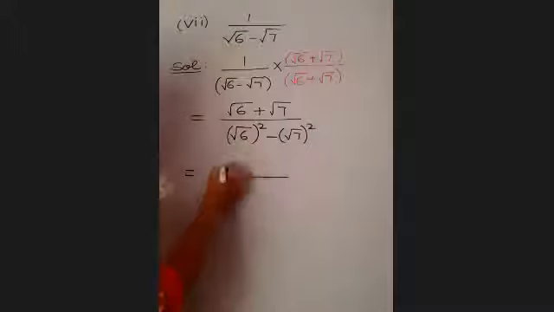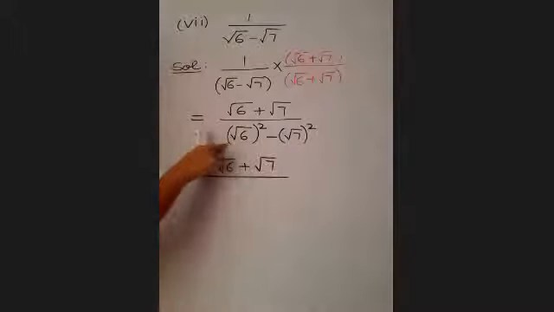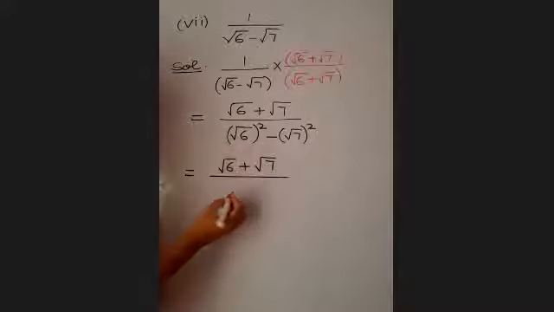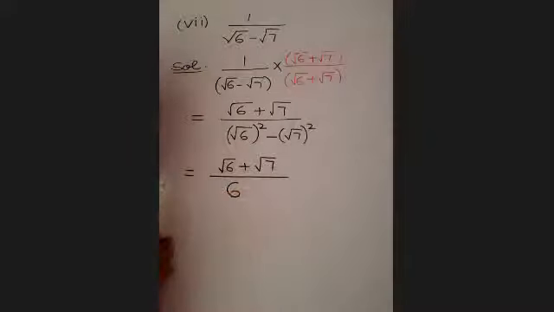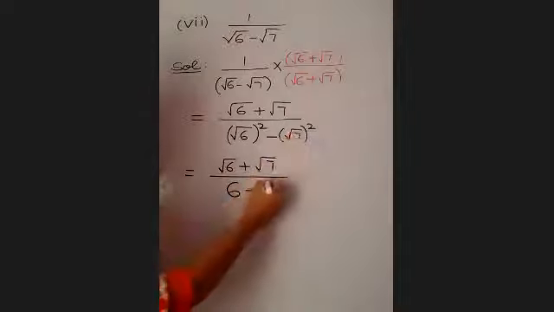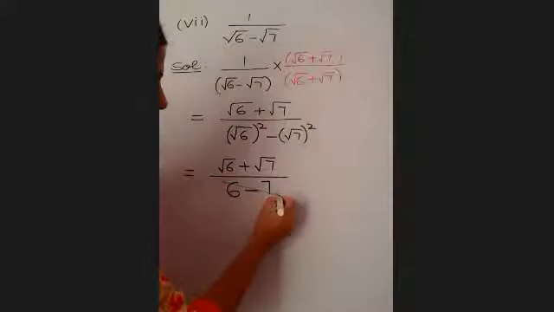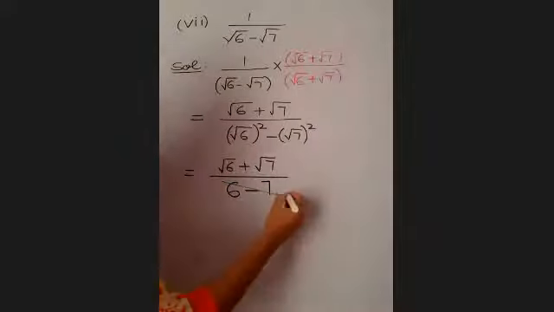Numerator as it is. Now root 6 square is 6, and root 7 square is 7. And what is 6 minus 7? Minus 1.